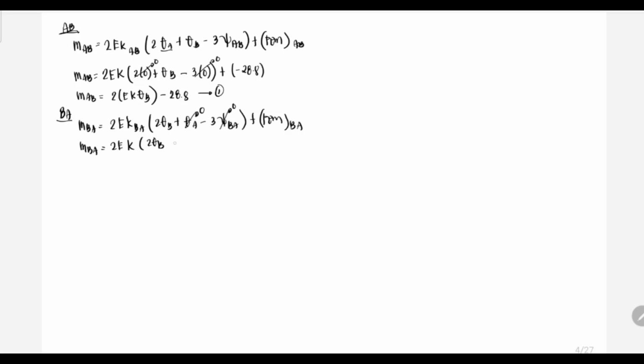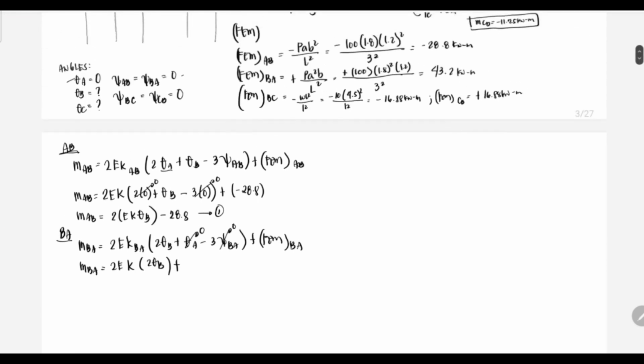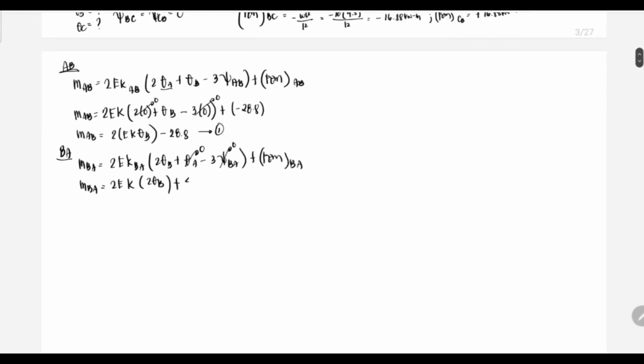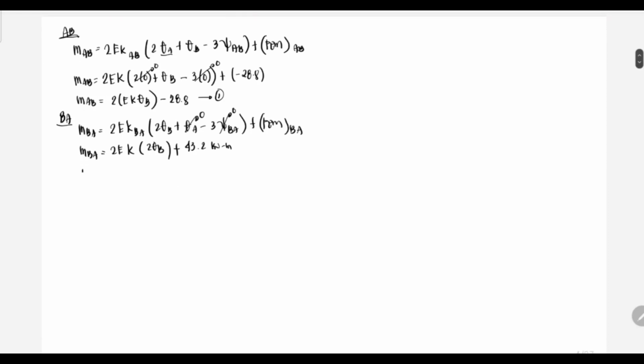So, ayusin na natin to. Plus, we have positive 43.2. So, ilagay natin dyan 43.2 kilonewton meter. So, ito, kapag aayusin natin, we have MBA is equivalent to 2 times 2 is 4. Lagay mo lang po EK theta B. Then, group. Okay, plus 43.2. That is your equation number 2.